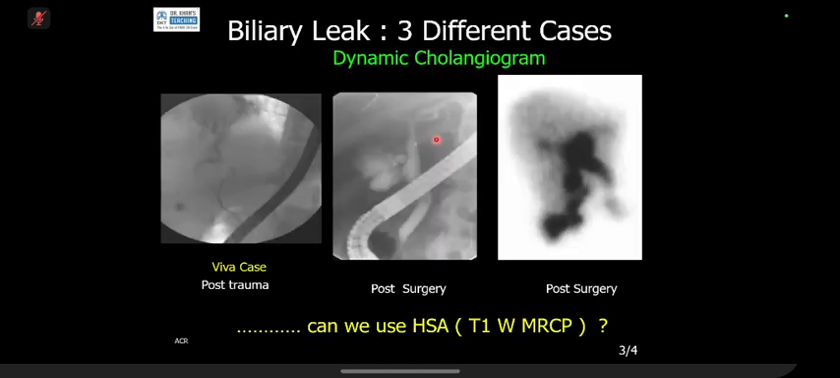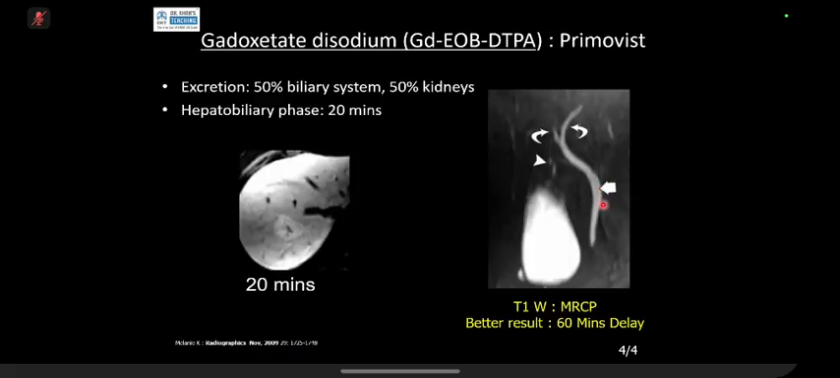You can also do a nuclear scan, right? But nuclear scans are not available. Now we can also do a scan with this thing, which is Primovist. The concept is that it is excreted by the hepatocytes. And we do a 60-minute delay scan, 60-minute delay. The radiographers don't like it. And on that, contrast can go out.